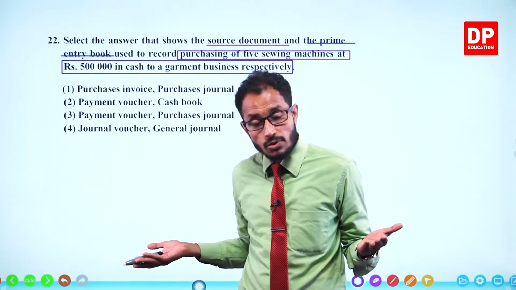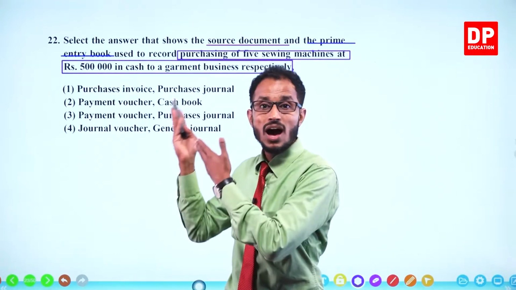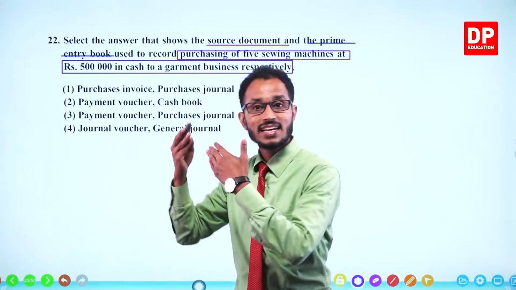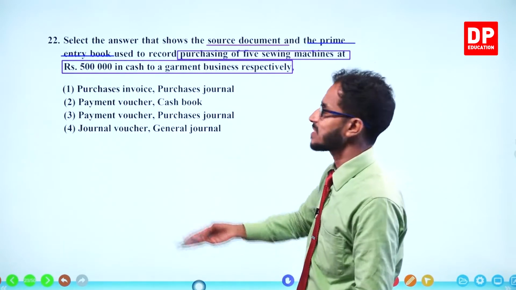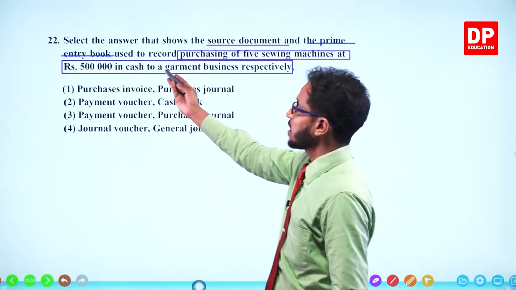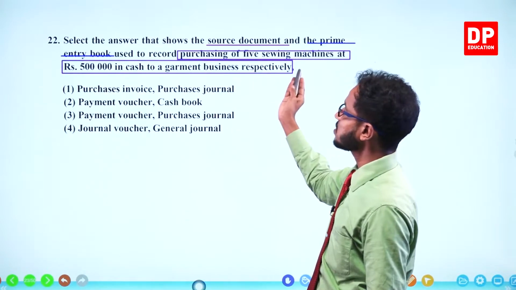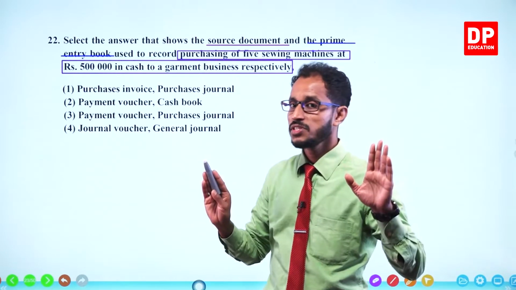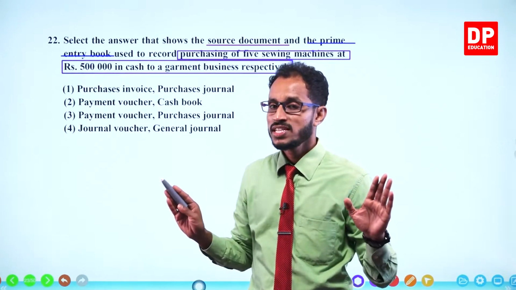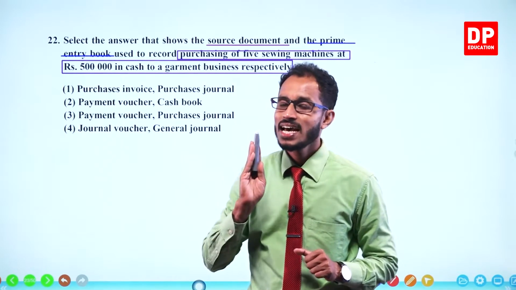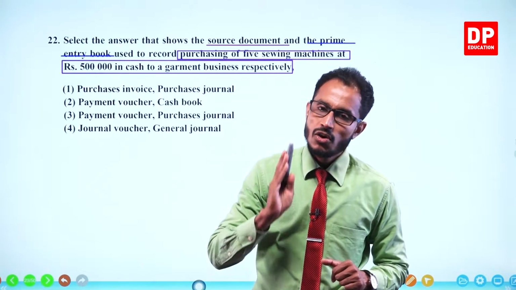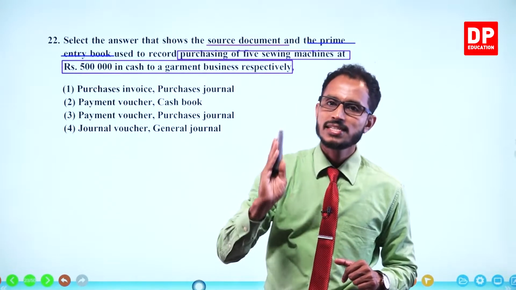You're not selling sewing machines in this business. You are using the sewing machines in the garment factory for sewing clothes. You are using these assets. So if it is a garment business, children, these sewing machines are bought not to resell, not to be sold, but to use. So this is a purchase of a non-current asset.